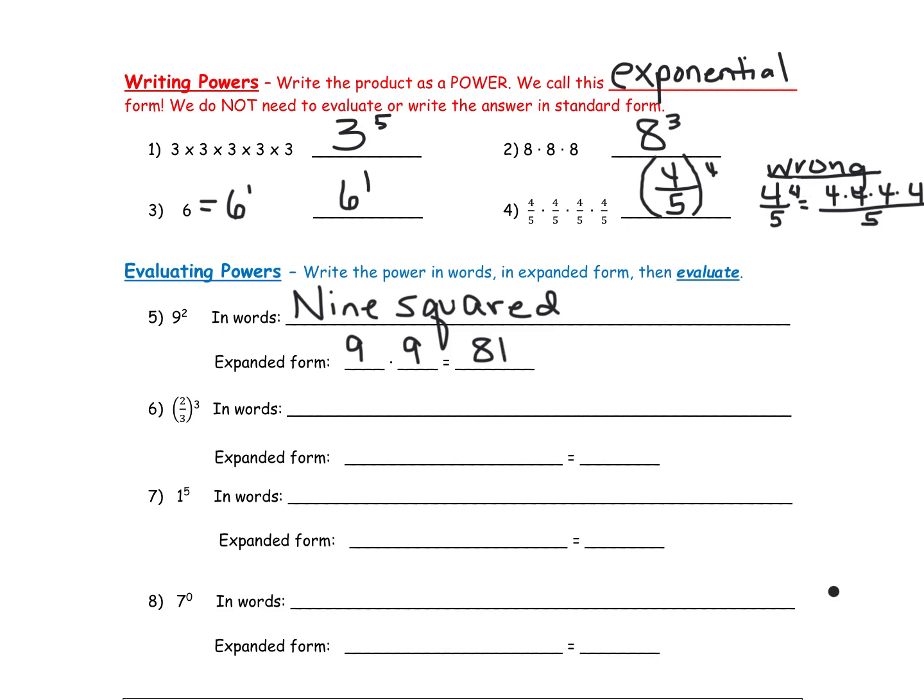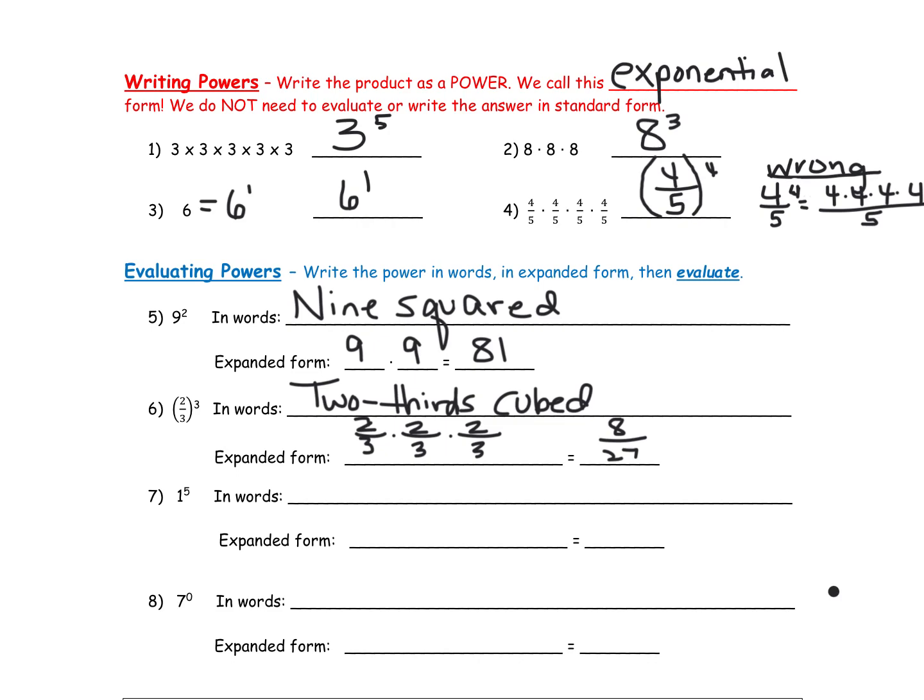For number 6, we have 2/3 to the third power, or we can say 2/3 cubed. In expanded form, we would write 2/3 times 2/3 times 2/3. Now we haven't talked about fractions yet, but to multiply fractions, we multiply the numerators first and then the denominators. So 2 times 2 times 2 is 8, and 3 times 3 times 3 is 27. So 2/3 cubed is equivalent to 8/27.